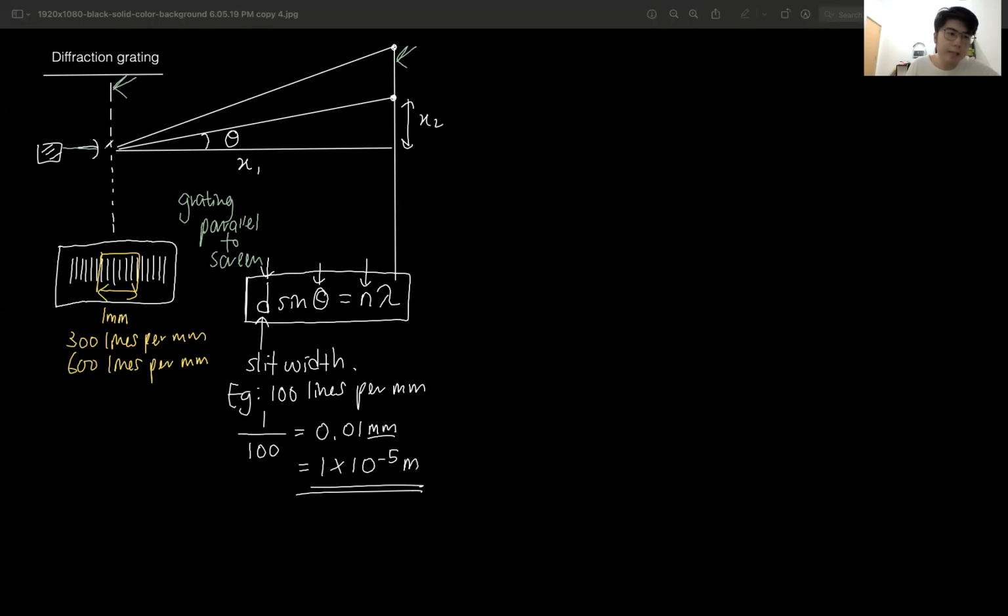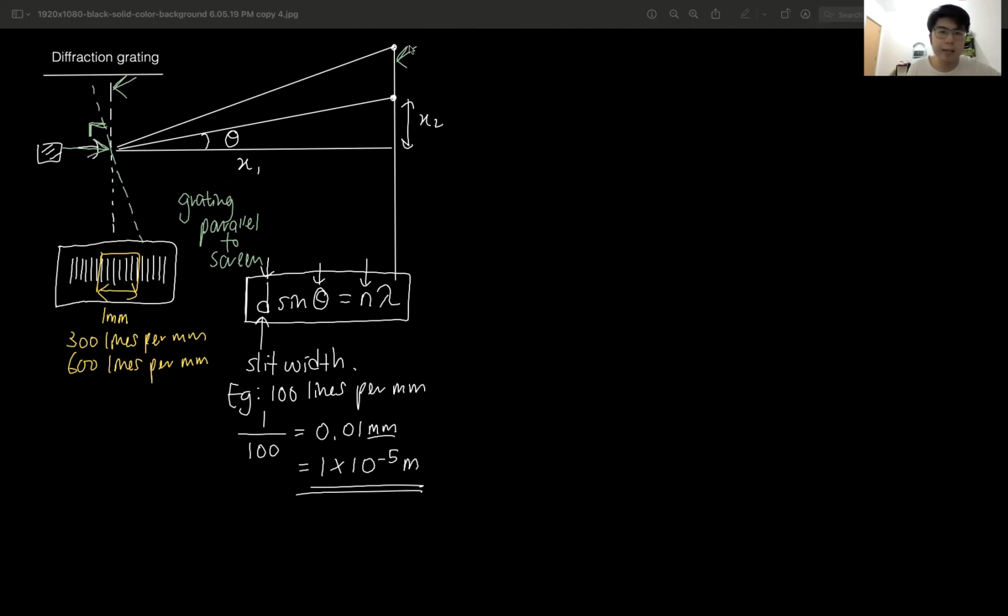This incident wave, or the incident light, must be perpendicular to the grating. You cannot make an angle with the grating like that, otherwise it won't be accurate. If the grating is tilted such that it makes an angle with the incident light, how will it affect the experiment?